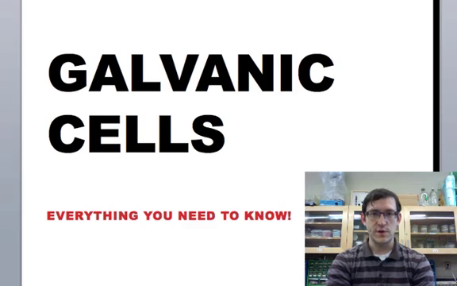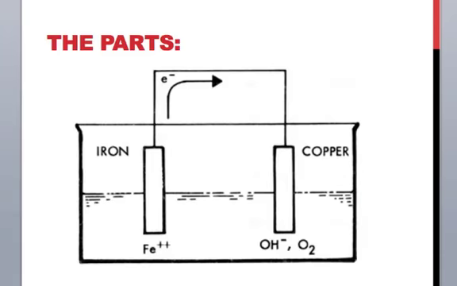Hello and welcome to a review for topic 5 on galvanic cells or electrochemical cells. So basically, when we're talking about electrochemical cells, we're talking about two particular things that make it work really well.